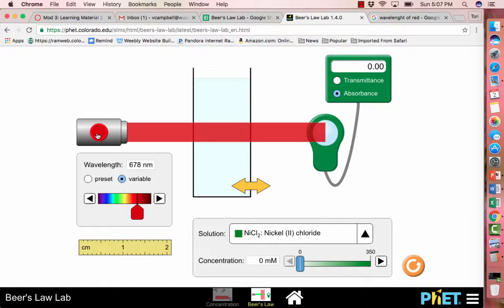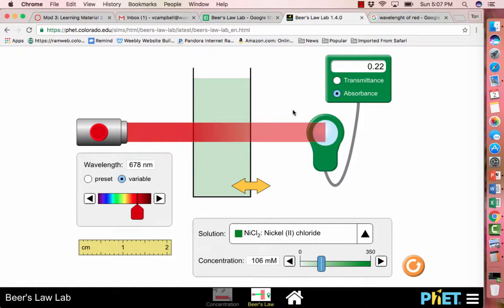I'm going to use a red laser, and you can see at the bottom its concentration, and I increase the concentration, and I'm currently clicked on absorption. If I increase the concentration, the solution has more nickel chloride in it. Nickel chloride is what makes the solution the green color. As I increase the concentration, my absorption also increases. This is showing that as you increase the concentration, that solution is going to absorb more light. Therefore, my absorption value is going to go up.